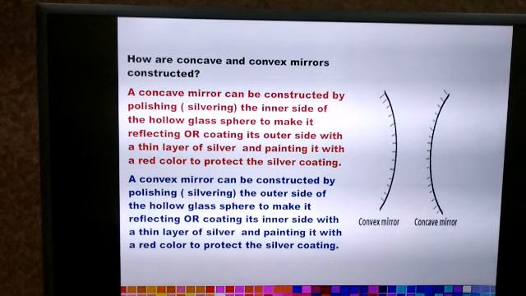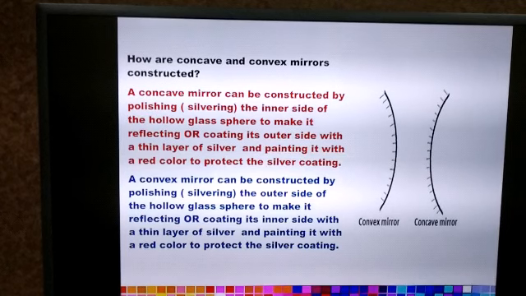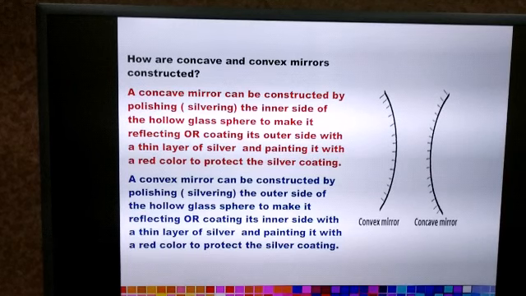So how can we define a concave mirror? A concave mirror is a mirror with the inner side as the reflecting surface, or a concave mirror is a mirror where the outer surface is coated with a thin layer of silver and then painted with red color in order to protect the silver coating, so that the inner surface becomes the reflecting surface. Similarly, if we take a hollow sphere and cut it and paint the inner surface with silver and red paint such that the outer surface becomes a reflecting surface, then we get a convex mirror.